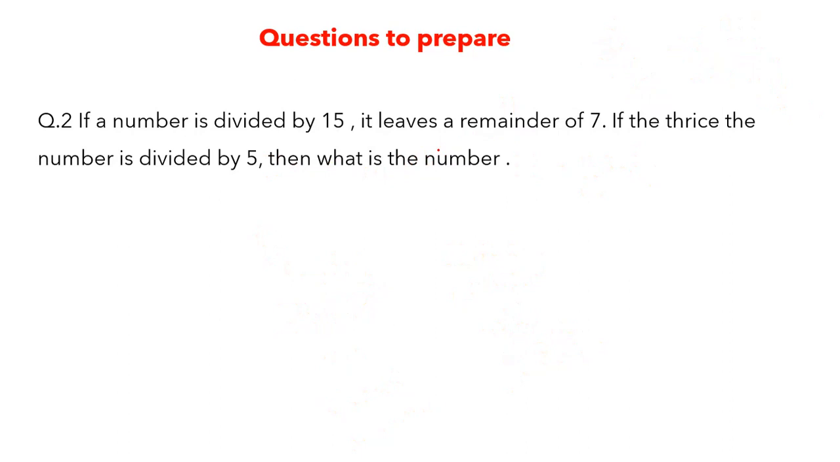The next question says, if a number is divisible by 15, it leaves a remainder of 7. So it means that n mod 15 is giving us 7. Now, if thrice the number is divided by 5, what we are doing is just multiplying it by 3. This is what is meant by thrice the number. So the number is going to be 3n now.